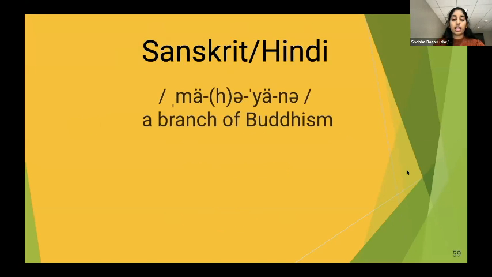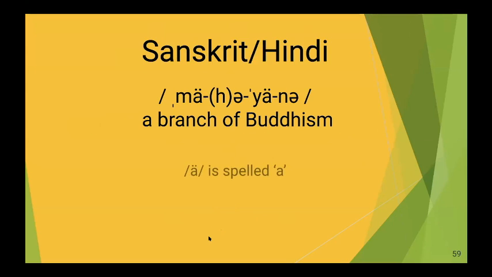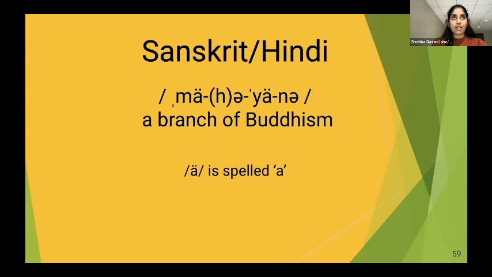One more example, let's try Mahayana, which is a branch of Buddhism. Can you say it again? Mahayana. Okay, so the language pattern here is that the A sound is spelled with an A. You can kind of spell it how it sounds. So the correct spelling here is M-A-H-A-Y-A-N-A, Mahayana.